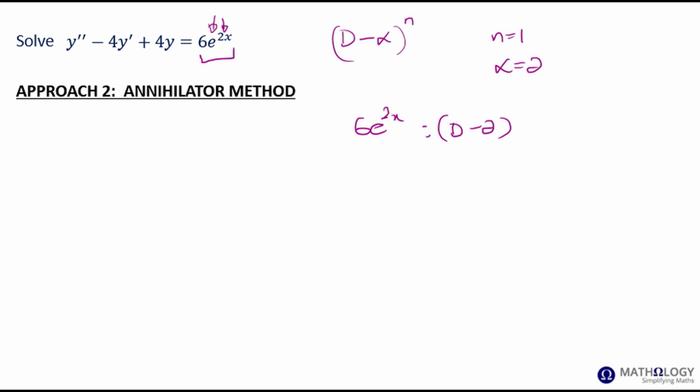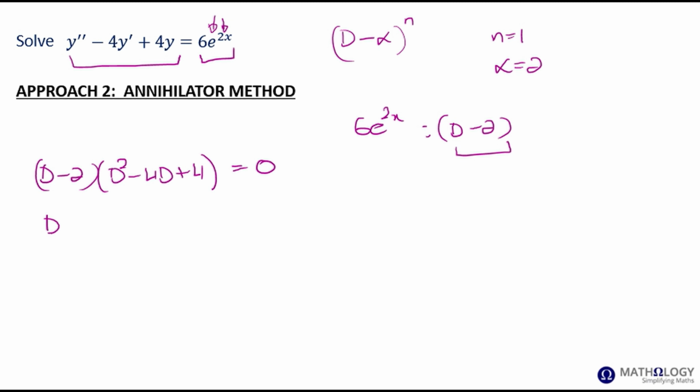So as with the complementary auxiliary equation, instead of writing it in terms of m, we're going to be using the operator d. So we're going to start off with d minus 2 because this operator will annihilate 6e to the 2x. So we'll have d minus 2 times, and then for that part of the differential equation, we'll have the operator d squared minus 4d plus 4, and this will equal 0. So we'll have d minus 2 times d minus 2 times d minus 2.